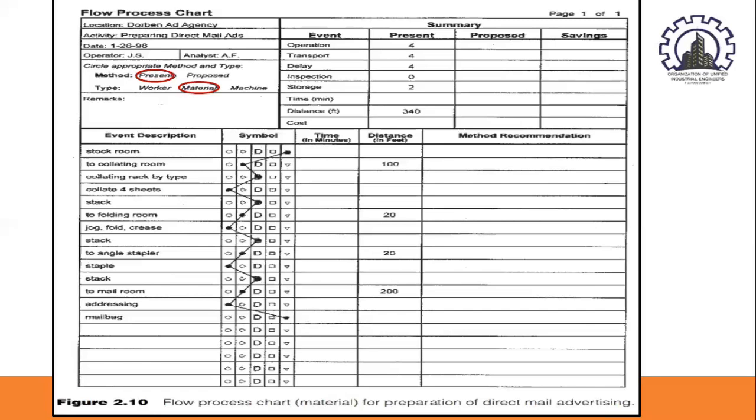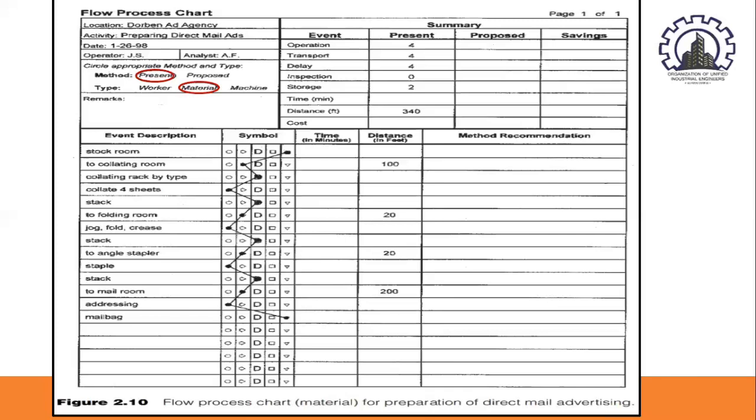Okay, arrow going to the right. And since there is a distance traveled, the operator traveled a certain distance from the stock room to the collating room, then you need to get the distance. You need to measure. So in this case, the distance traveled by the operator is 100 feet.